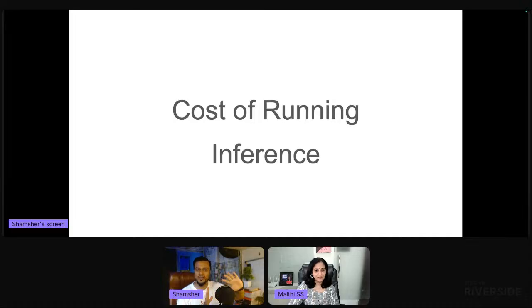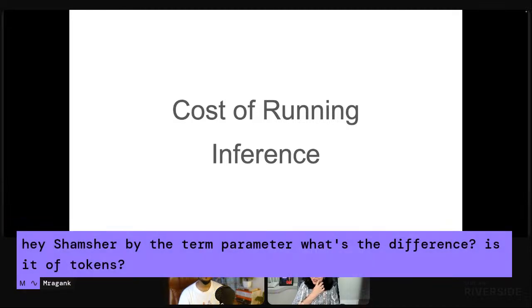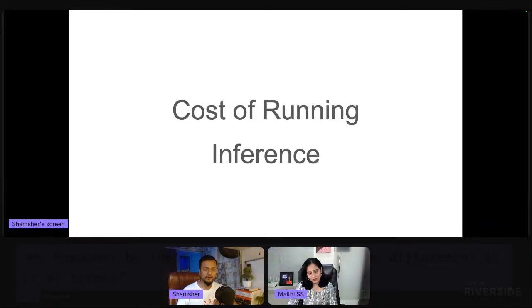Now the first part is complete, which is understanding the inferencing. I hope you've got the idea. If you have any questions, feel free to. Shamsher, there is one question, probably you can see it on the screen. Mragank has a question: can you explain the term parameter, and is it the same as tokenization?